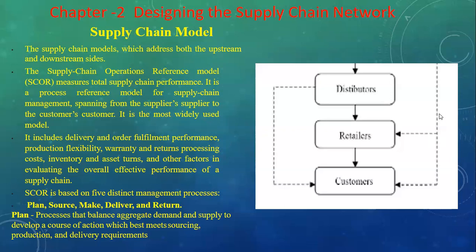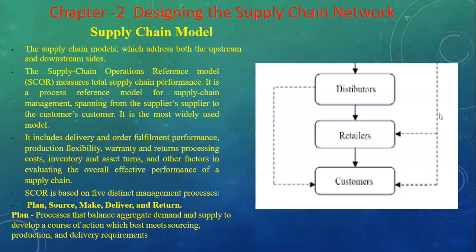The supply chain operations reference model measures the total supply chain performance. So how will you measure the performance? You can measure the total supply chain performance by this reference model, which we also call SCOR, the Supply Chain Operations Reference model. With the help of this, you can measure the performance of your supply chain. It is the process reference model for supply chain management.